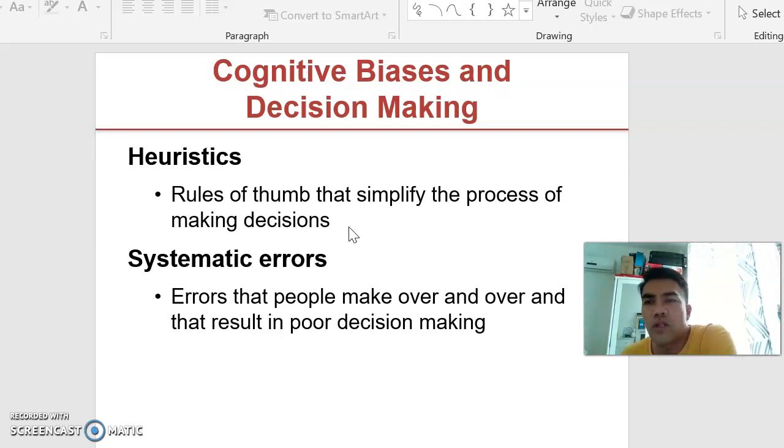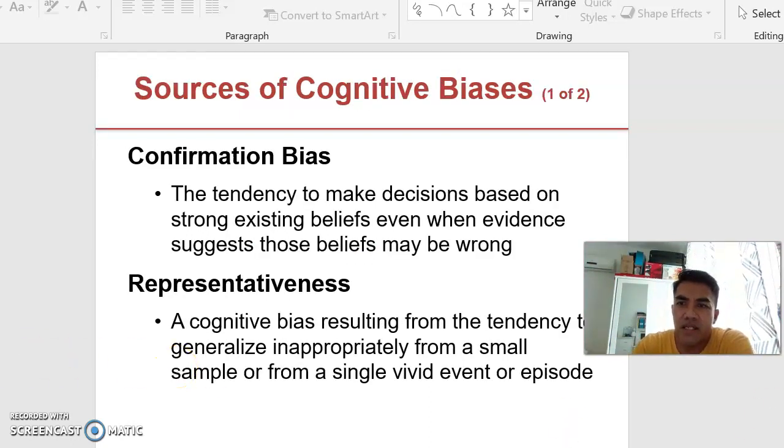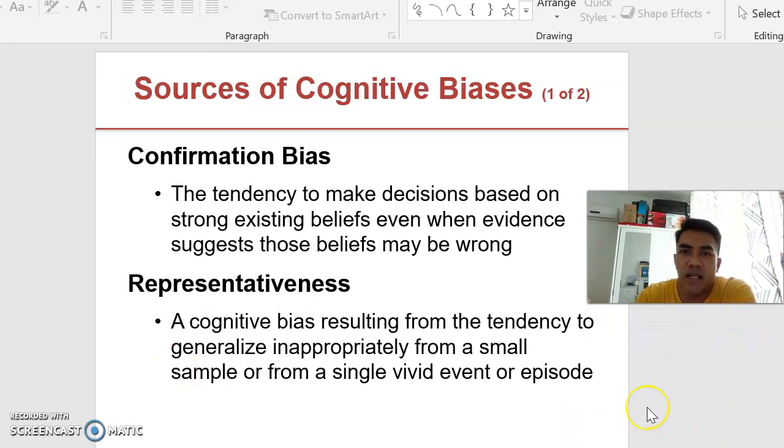If you keep on continuing the same error, and you are still making the same decision, that is what we call a systematic error. And then confirmation bias, the tendency to make decisions based on strong existing beliefs, even when evidence suggests those beliefs may be wrong.